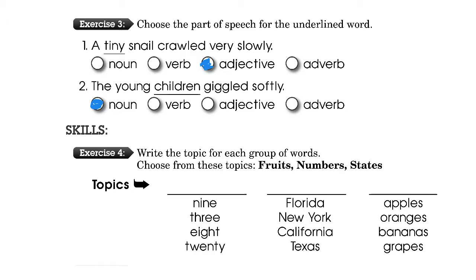All right, exercise 4. It says choose the topic for each group of words. Choose from these topics: fruits, numbers, or states. 9, 3, 8, and 20. Numbers. Florida, New York, California, and Texas are, get ready, states. And apples, oranges, bananas, and grapes would be fruits.